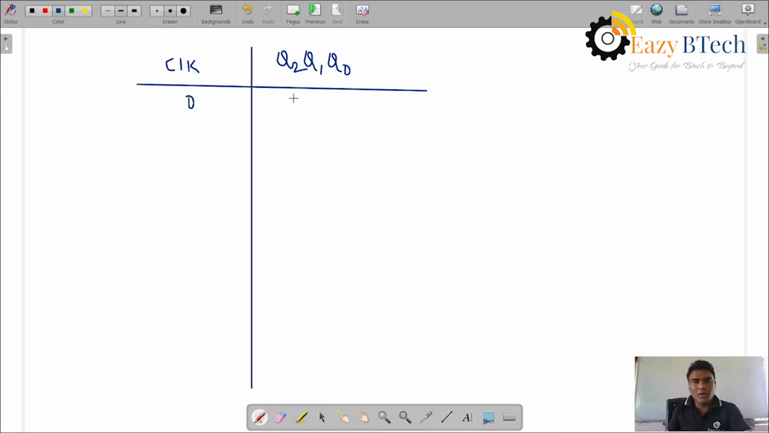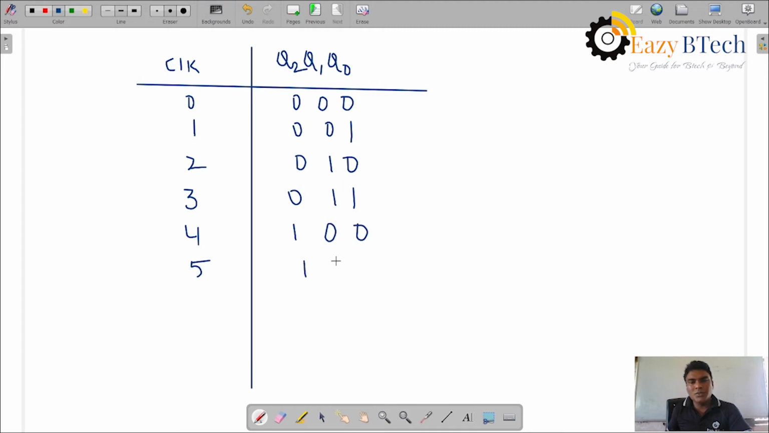Initially, at clock pulse 0, all are 0 0 0. First clock pulse is 0 0 1. Second clock pulse is 0 1 0. Third clock pulse is 0 1 1. Fourth clock pulse is 1 0 0. Fifth clock pulse is 1 0 1. Sixth clock pulse is 1 1 0. Seventh clock pulse is 1 1 1. This is what happens as the clock pulse is applied.